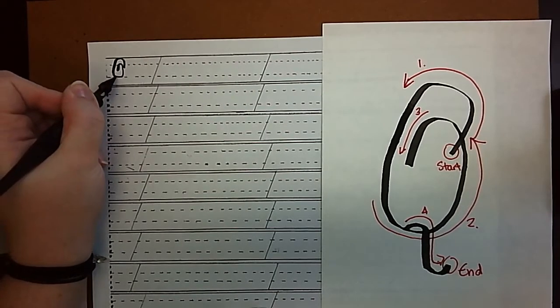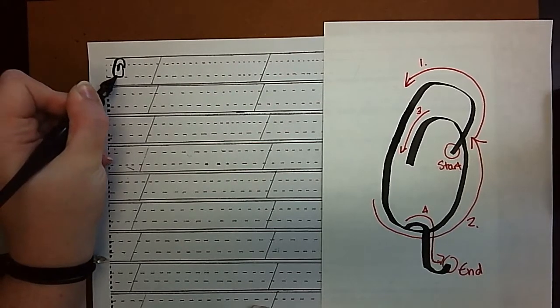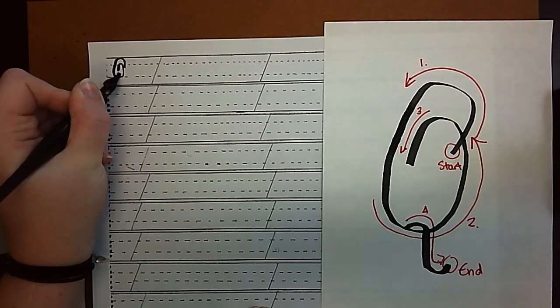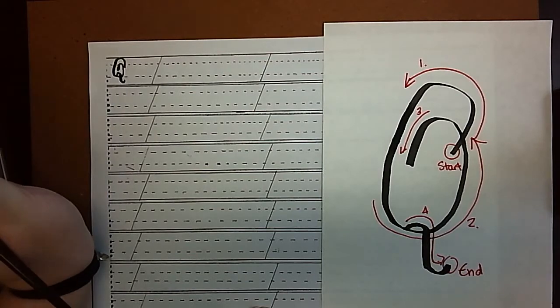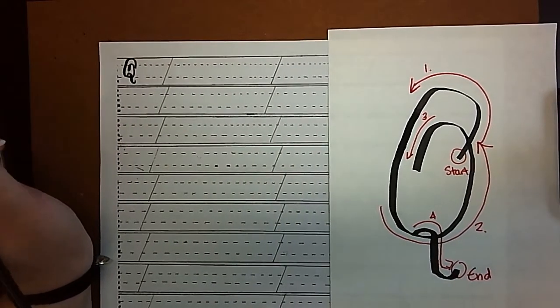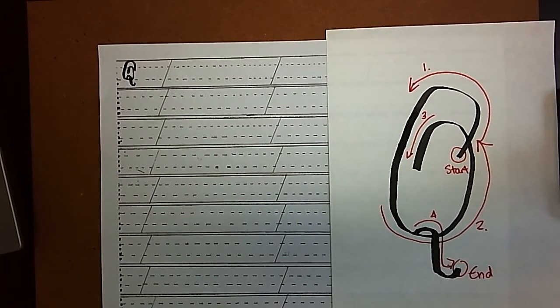The last step, I'm going to go to the bottom of my X space, do a little curve up before pulling down into my footer and around. That right there is a Q. I'm going to do that again.